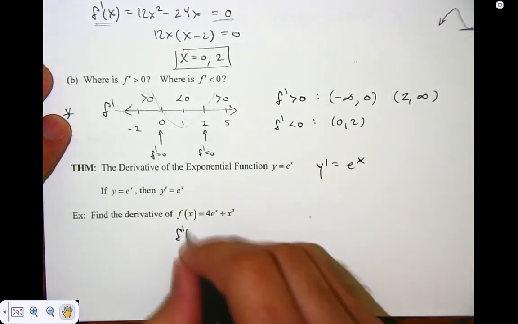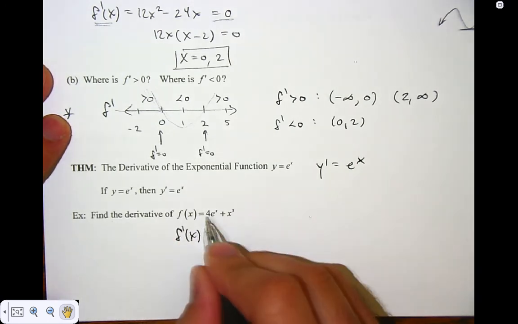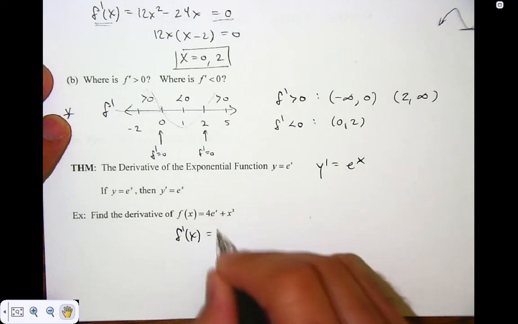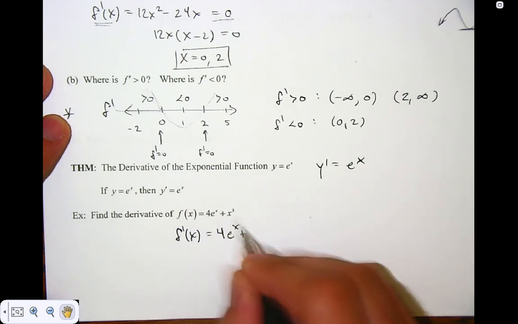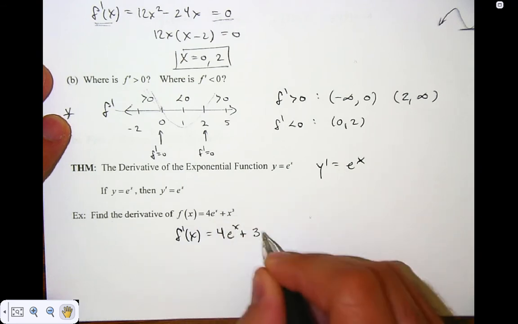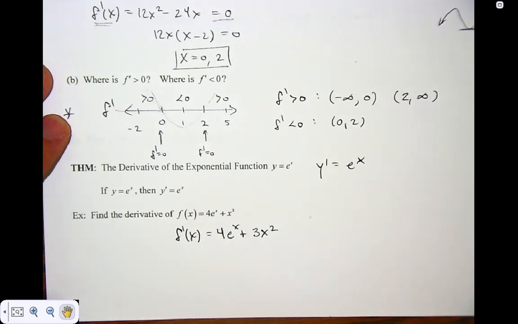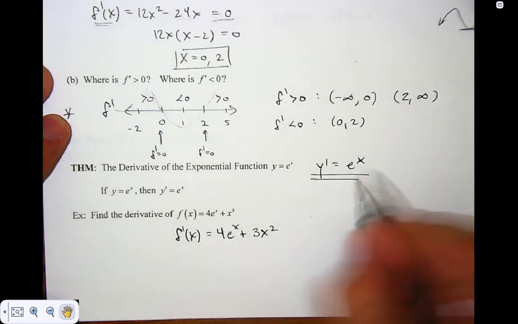So here, f prime of x would be equal to the derivative of e to the x, which is e to the x. The 4 stays there, plus the derivative of that guy, you bring down the 3, x to 1 smaller. Okay, so this is just to memorize.